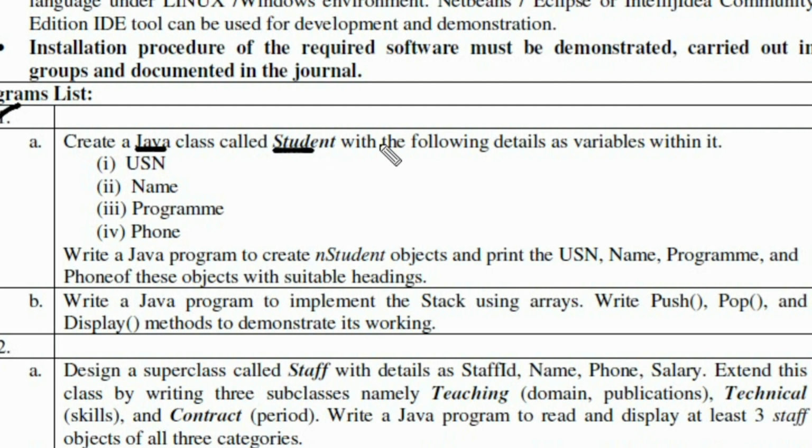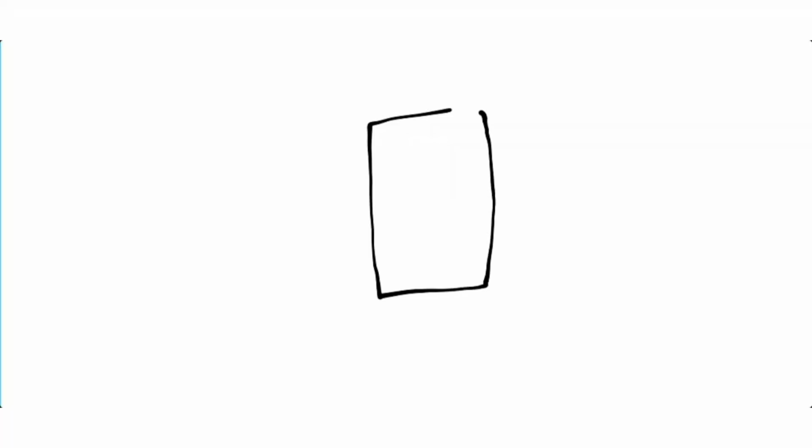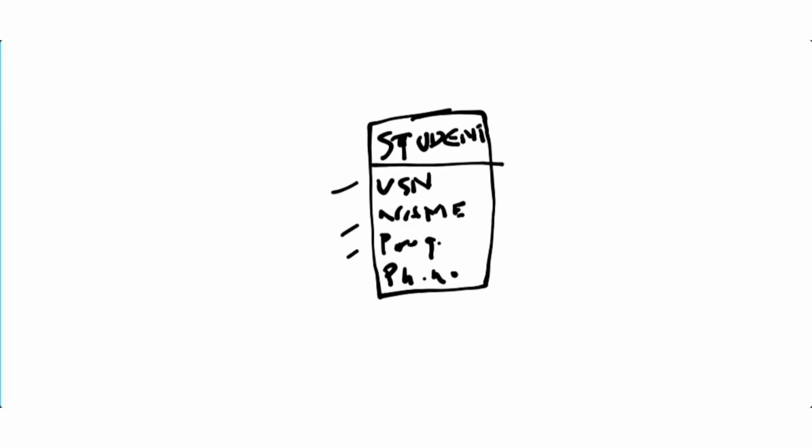Create a Java class called student with the following details as variables within it. Okay, so suppose that this is the class, and in this class we have USN, name, program and phone number. Okay, these four things will be there. So this is the class which we have created in Java.